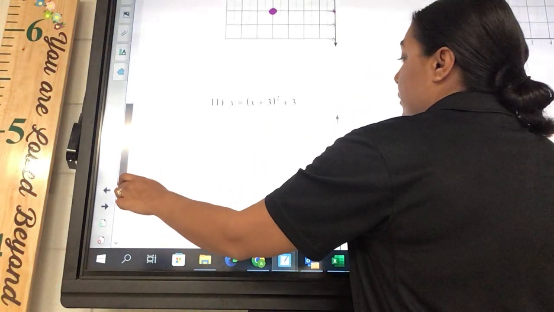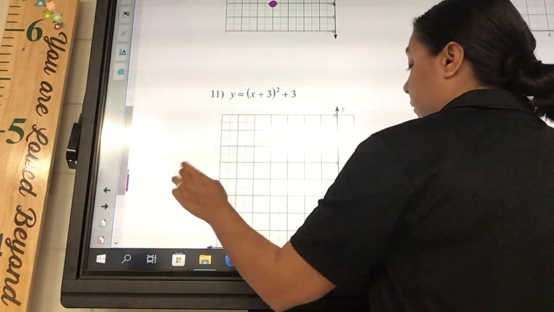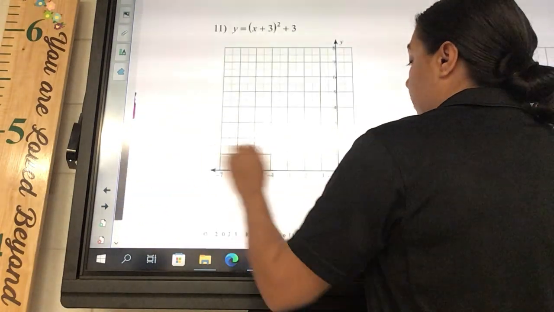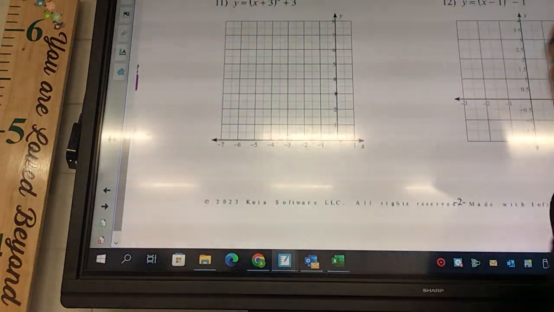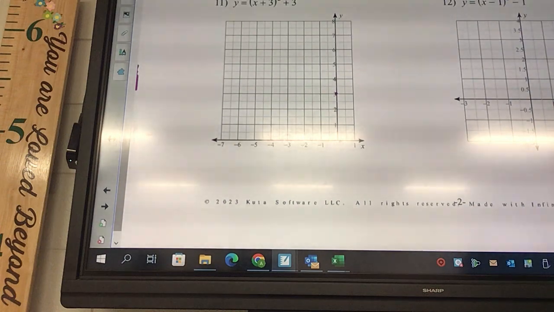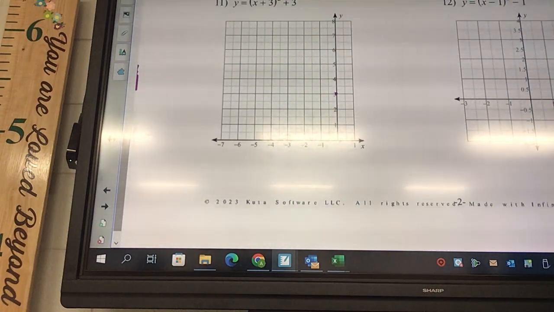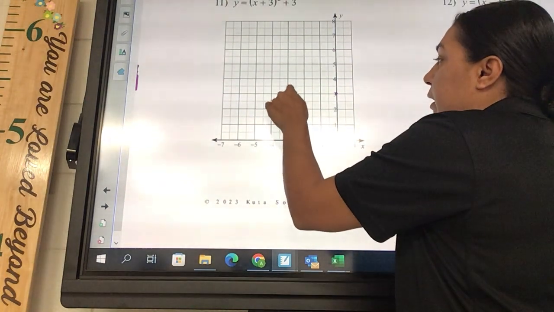Then I'm going to go ahead and do 11 so I can turn the video off. That one's going to go up 3. Without even knowing, if you look at 11, what is the only possible way to go that makes sense? Left. Up and left. Otherwise there's really nowhere for it to fit.